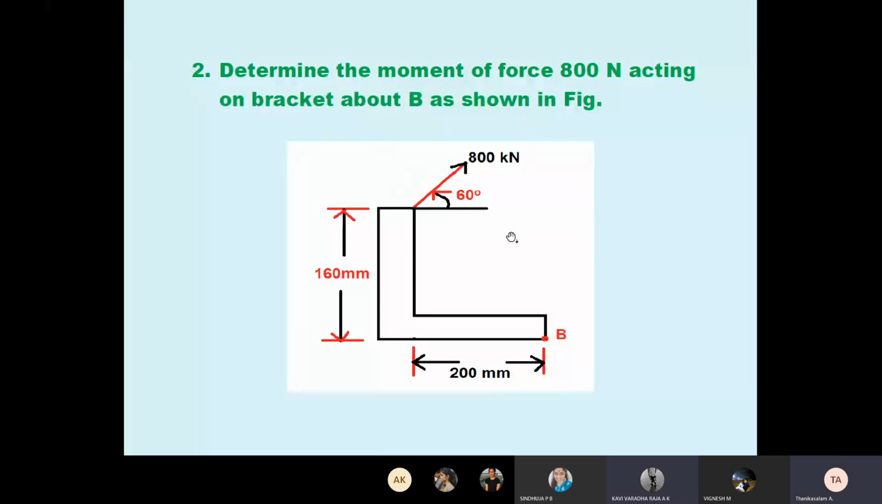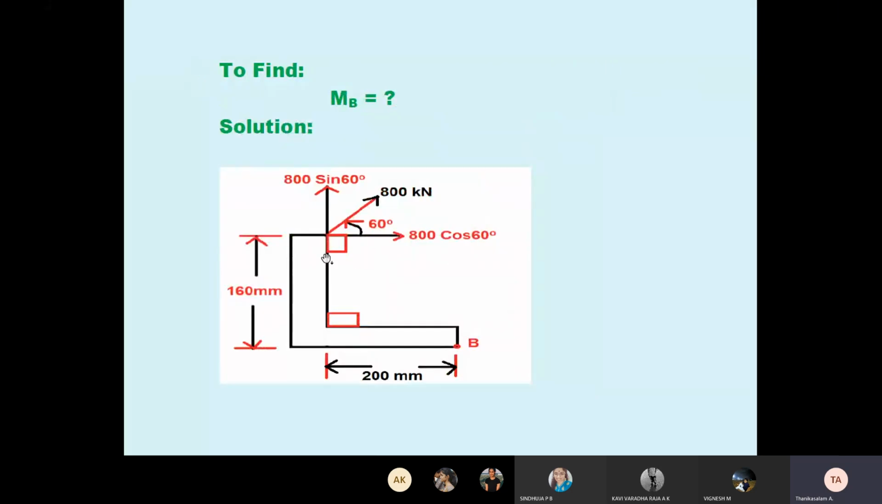800 cos 60, sir. 800 sin 60. Okay. First quarter, no, students? Yes, sir, it's first quarter. So we convert. See here, I convert. 800 cos 60, 800 sin 60.